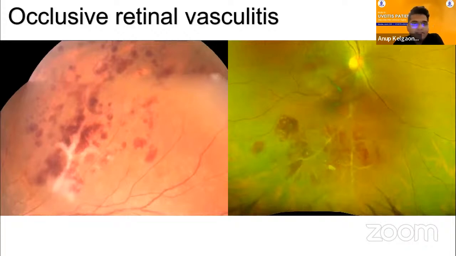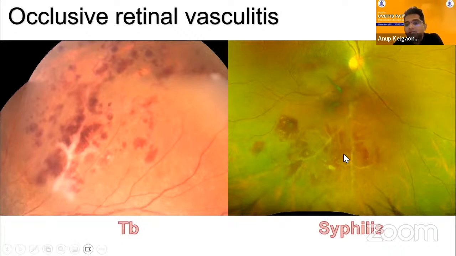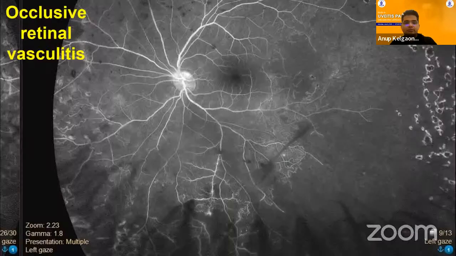Now, there are a few caveats in the occlusive retinal vasculitis. This one is a picture that we saw. Now, this one is also occlusive retinal vasculitis, but there is a difference. This is because of tuberculosis, while this is because of syphilis. So we have to carefully look at these small miliary lesions and a small placoid lesion, and these clinical features are many times a big clue.